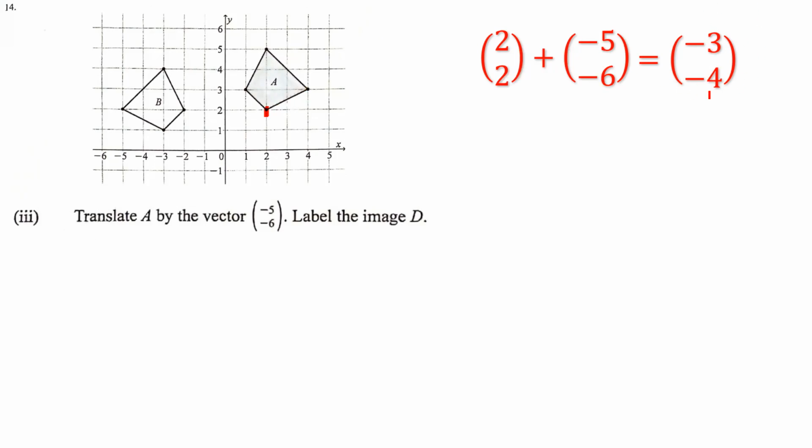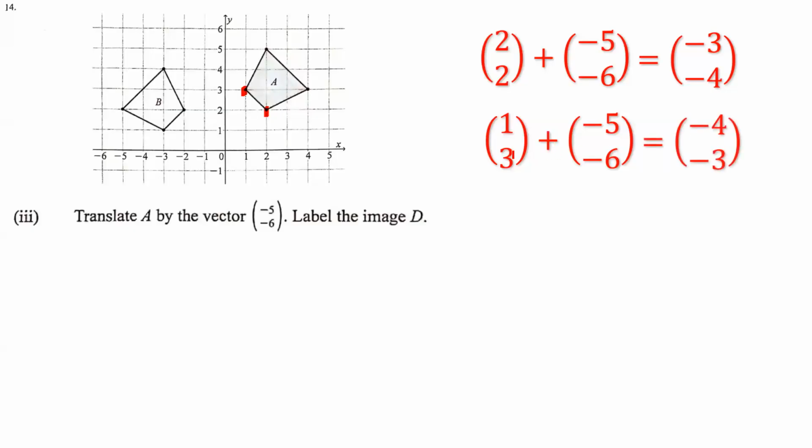So our point on our translated image is going to be -3, -4. Then we're going to take the point 1, 3, which is right here. We're going to add -5 and -6 to it. So we have 1 plus -5, which is going to be -4, and 3 plus -6 is going to be -3. And so we have the point -4, -3.